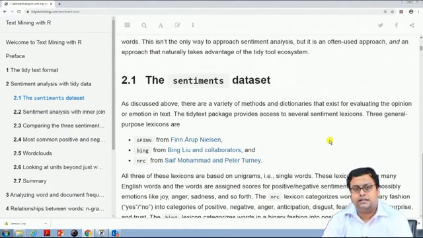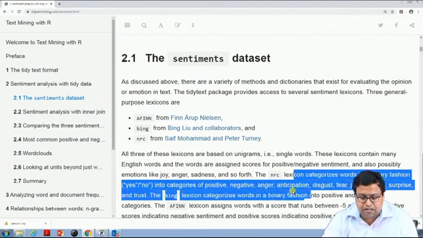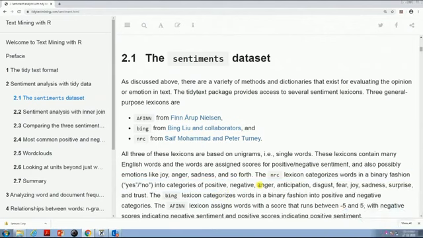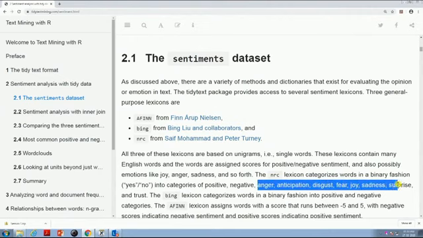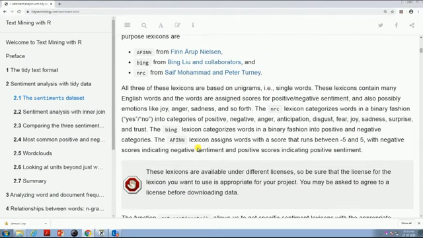So NRC is a lexicon where, I would say, the definition is here. The NRC lexicon categorizes words in a binary fashion into the categories positive and negative, and also into various emotions like anger, anticipation, disgust, fear, joy, sadness, surprise, and trust. So these are basically the core 8, the basic 8 emotions that are there in the market. So they break it in that way also.